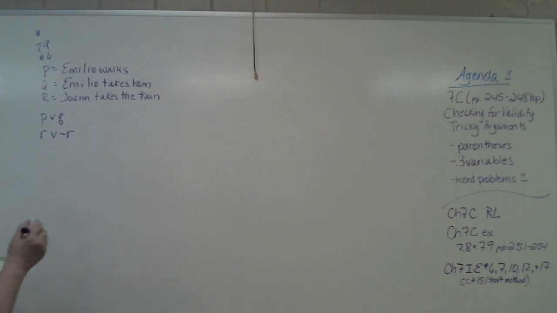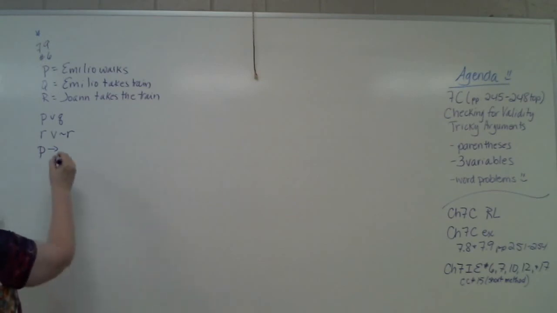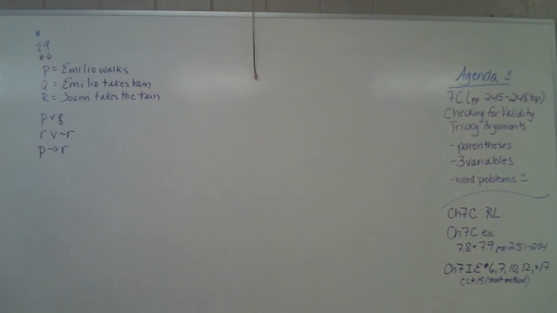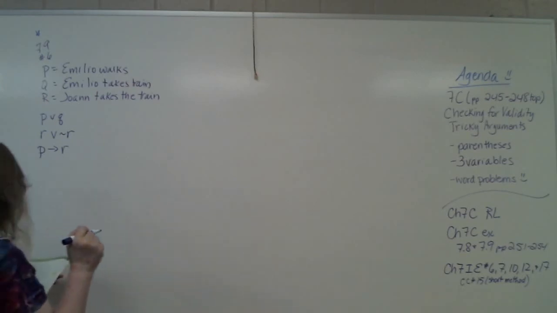If Emilio walks, so if P, then Joanne takes the train, then R. When you have complex sentences and you have an if at the beginning, make sure that you find where the then is, and that's where the arrow goes. Okay? That'll be important later.